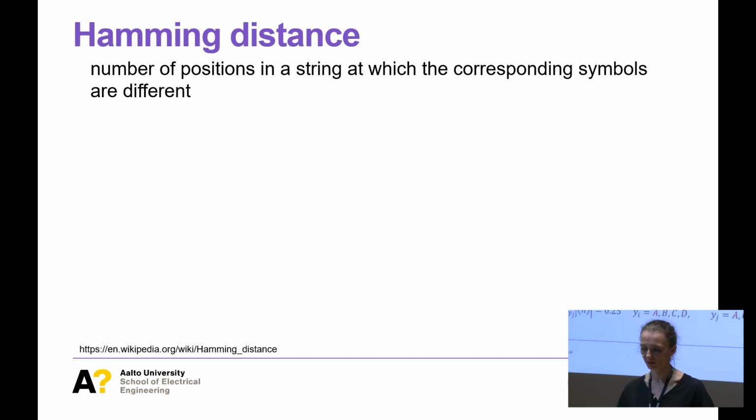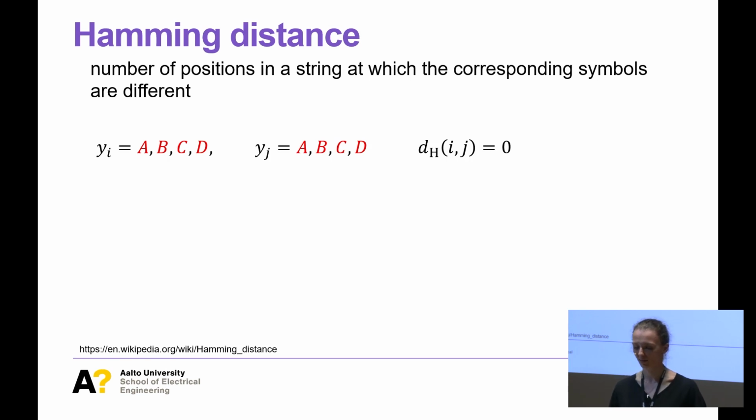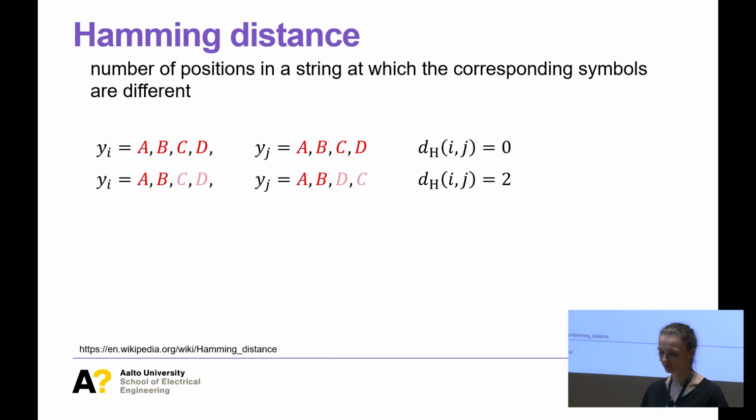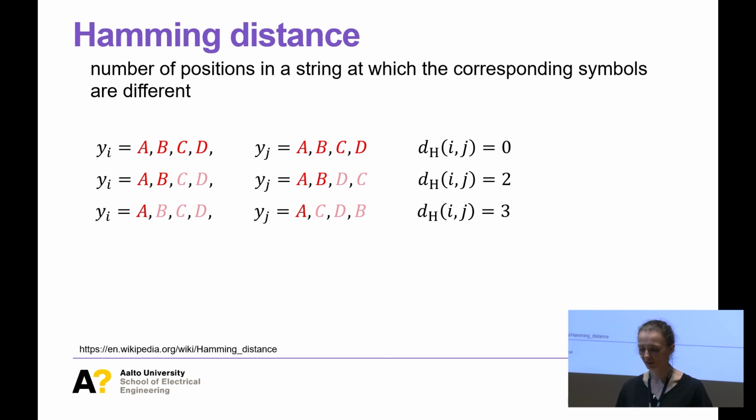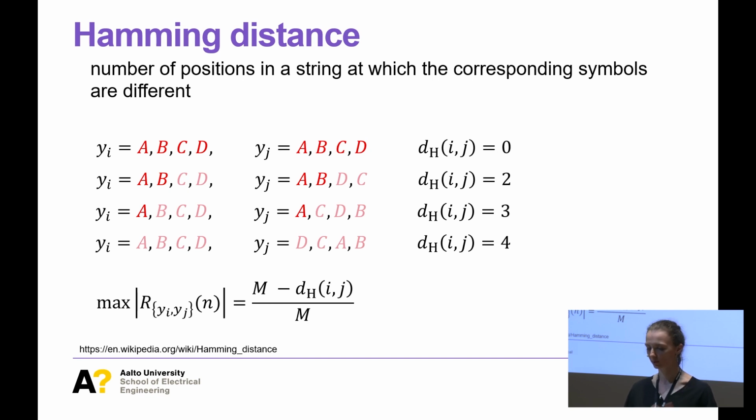So to quantify that, we use Hamming distance, which is the number of positions in a string at which the corresponding symbols are different. So now we have to think a bit the other way. We don't think about shared sequences, but about those switched sequences. So here we have 0 switched sequences, all of them are shared, so our Hamming distance would be 0. Then here those two sequences in pink, C and D, are switched, so our Hamming distance will be 2, and then 3, and then 4. And with this we can devise a simple formula to calculate our correlation between two IVN channels.